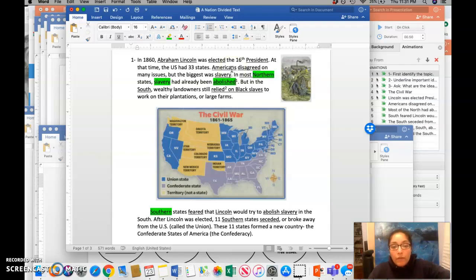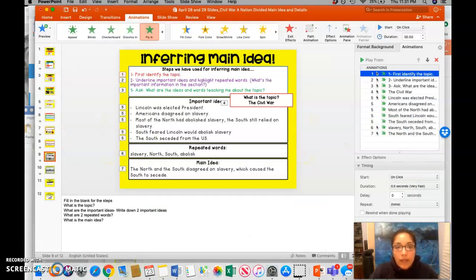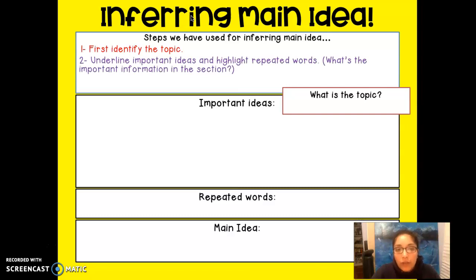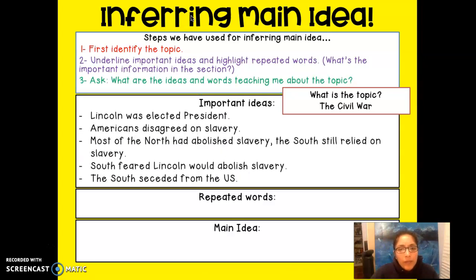Okay, so let's go back to the slides. We've done step one, we figured out the topic. We figured out the important ideas and repeated words. Now we're going to ask ourselves, what do they have in common? Here are my important ideas. I typed them up. I'm so fast, I know. You didn't even notice. And here are my repeated words. What are these ideas and these words teaching us about the Civil War? Take a moment. See if you can figure it out.